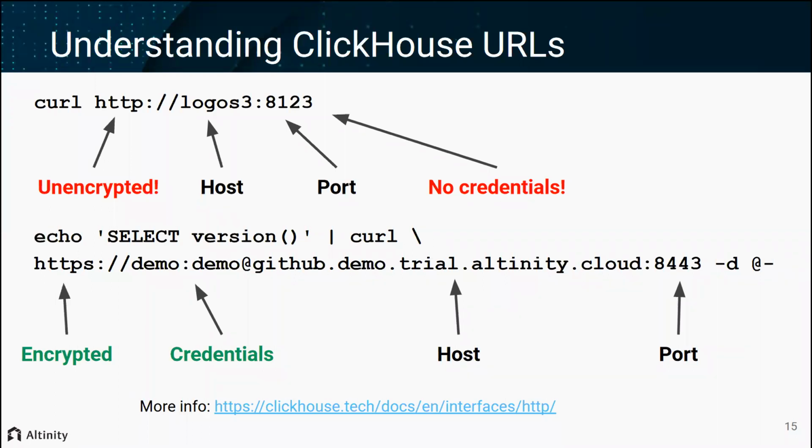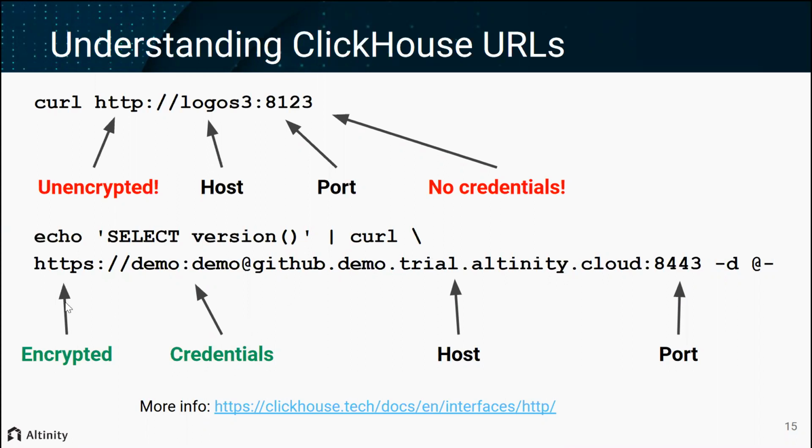The fact that it's unencrypted and has no credentials would be terrible in a production system. In this case, it's no big deal because it's actually running in my closet. So the only way that somebody's going to get in is if they burgle the house. So this is a pretty typical URL that you might use for development purposes.